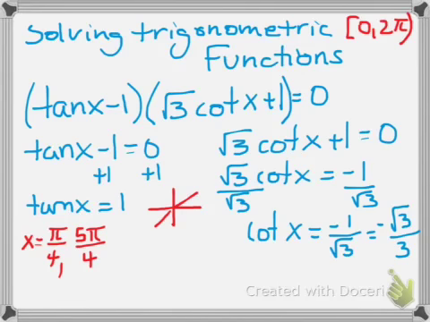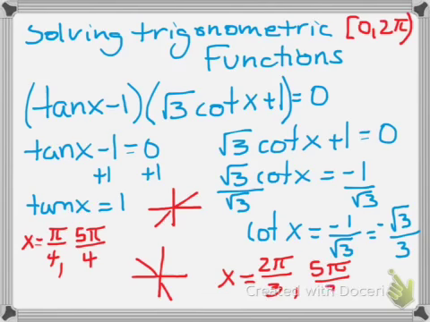So now we're looking to when is the cotangent of x negative square root of 3 over 3. So the cotangent is negative in quadrant 2 and in quadrant 4. So I'll just draw a little picture here in quadrant 2 and quadrant 4, and that means our angle is 2 pi over 3, and in quadrant 4 it would be 5 pi over 3.